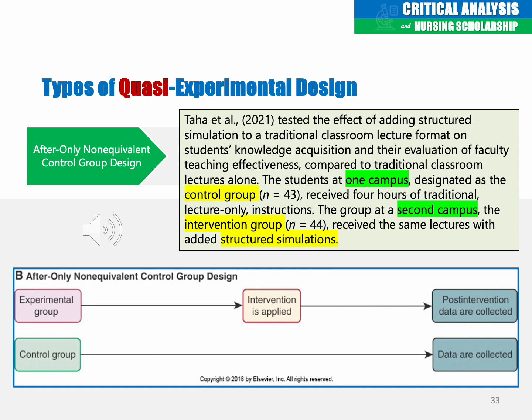Now let's try to examine the 3 elements of true experimental design. First, randomization. In this example, there was no randomization. The second one is control. Obviously, the research of Taha involved both control and experimental. How about manipulation? There was also manipulation of the independent variable by adding structured simulation to a traditional classroom.